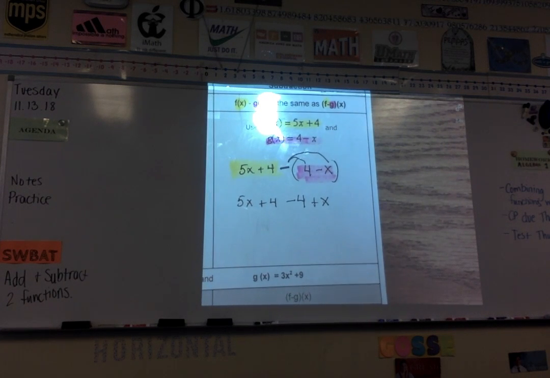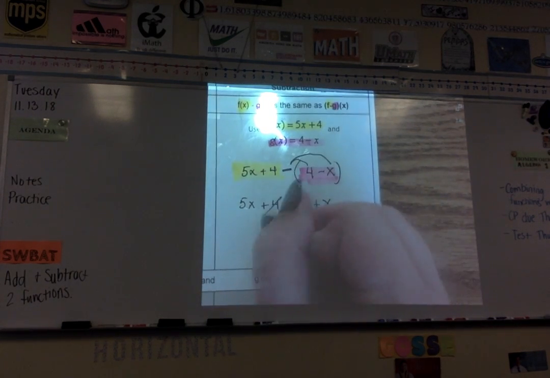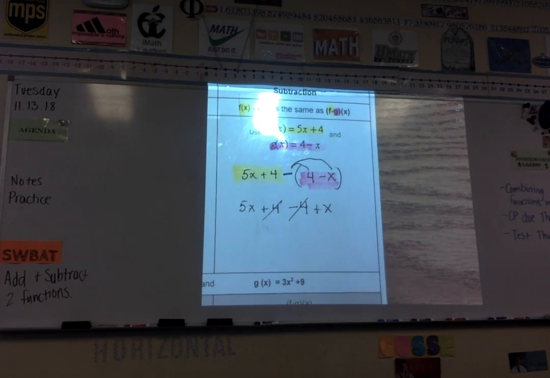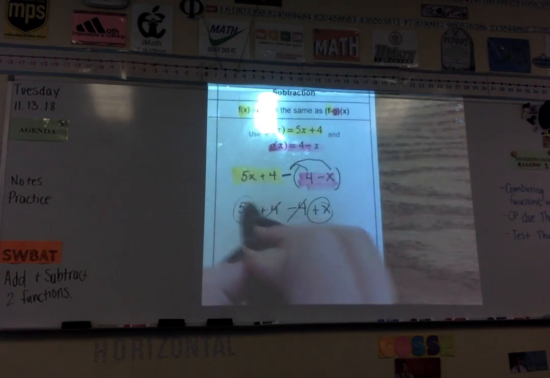The great thing about this particular problem is if you look at these numbers, you can group them: +4 and -4. So what happens when we have opposites? You can minus them out and it makes 0, so they get canceled out. I'm going to cross them out right now. I don't even need to spend time on that. The only thing I need to combine is 5x plus 1x, and I get 6x.